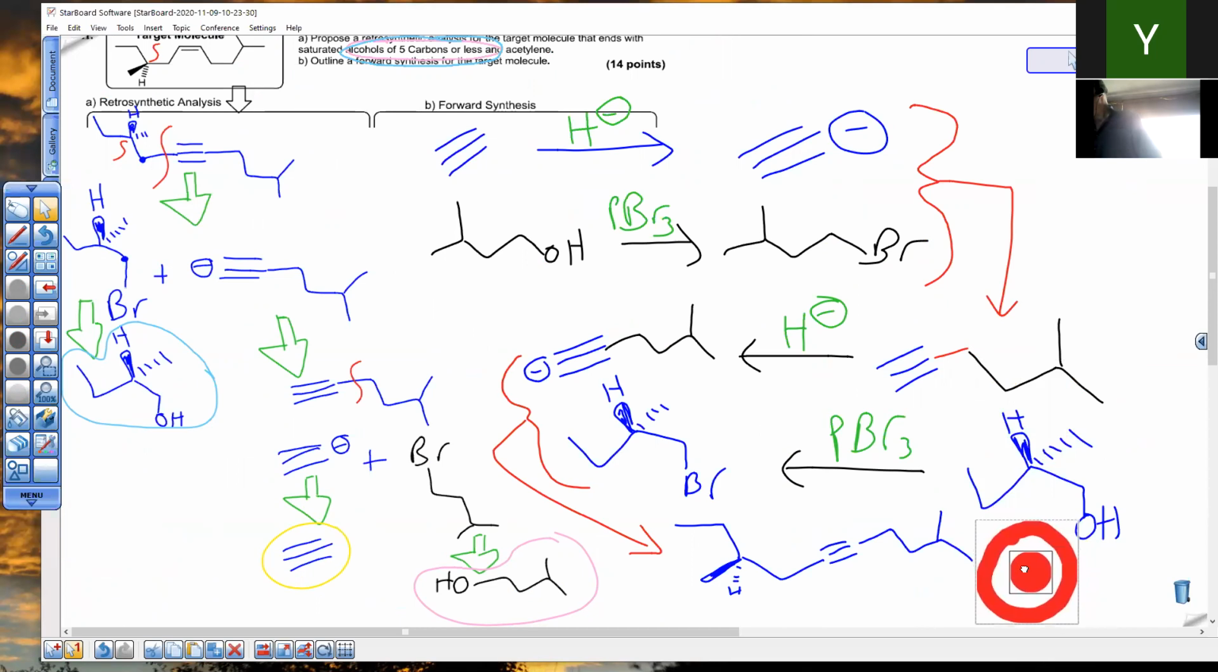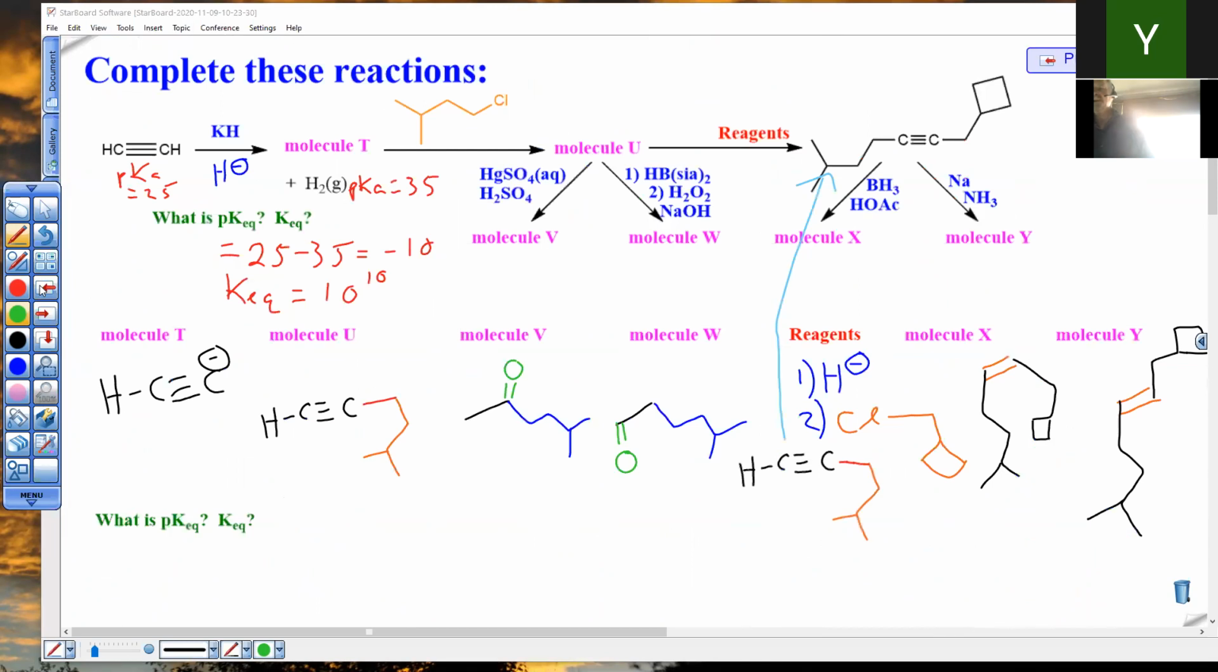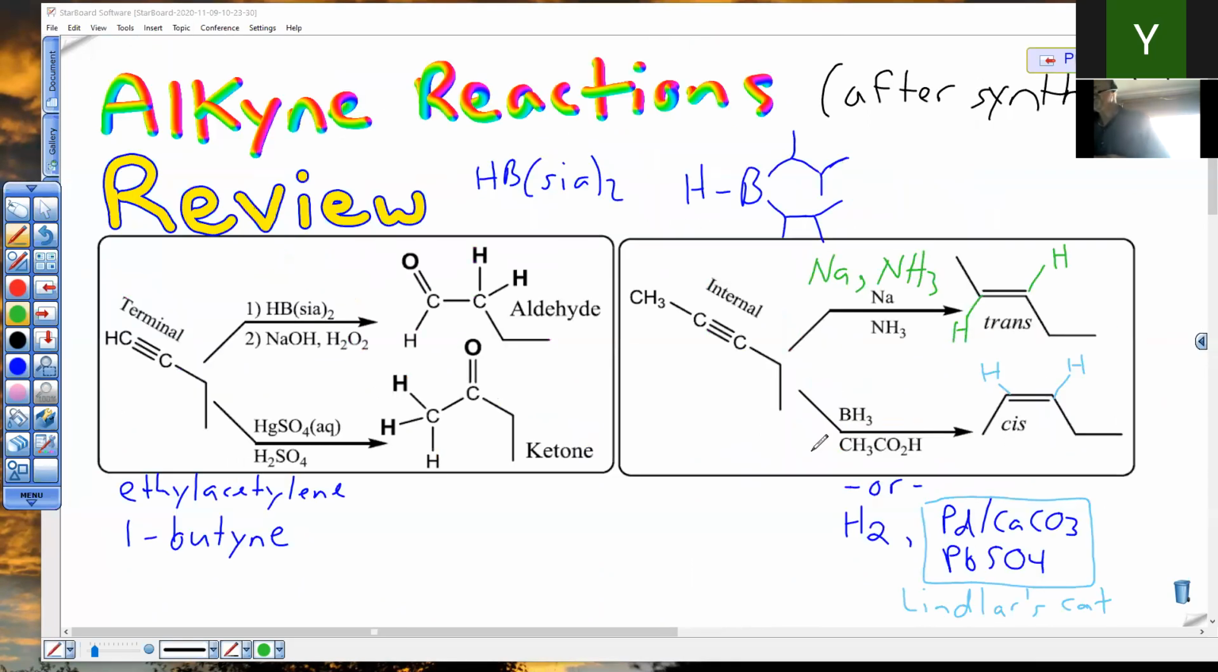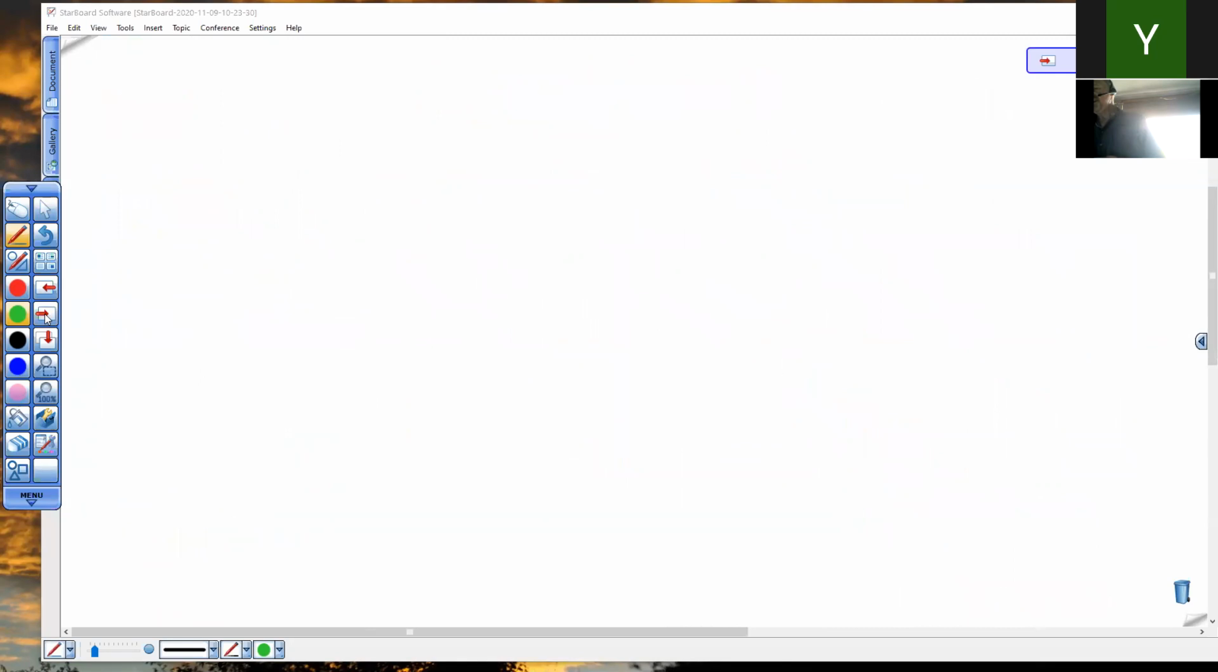How do I make my target from this alkyne? That's the question. The target molecule is at the top left of the screen. What kind of alkene is that? Cis. How can I make an internal alkyne into a cis alkene? Go back one page, go back two pages. It's on this page, but easier to see on this page. How do you make a cis alkene from an internal alkyne? BH3 acetic acid or H2 and Lindlar's catalyst? Make sure you put one of those there.